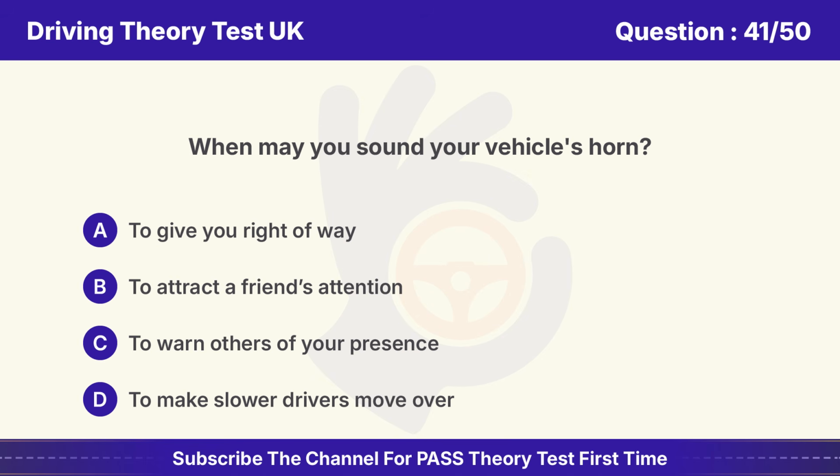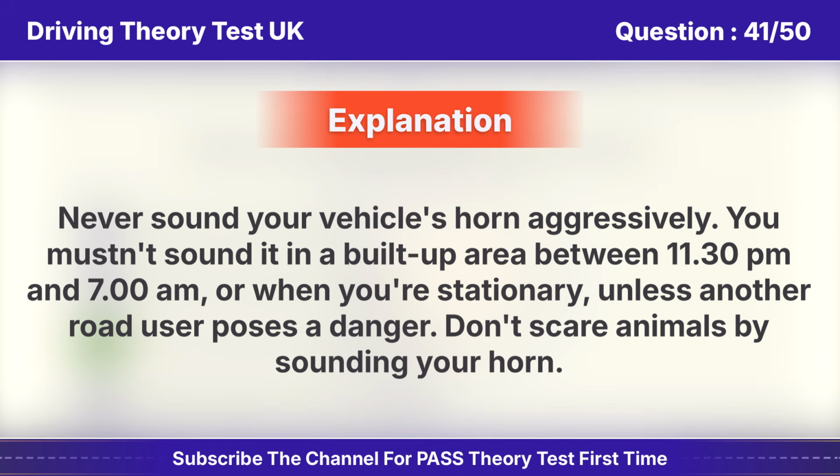Question 41. When may you sound your vehicle's horn? Answer is C. To warn others of your presence. Never sound your vehicle's horn aggressively. You mustn't sound it in a built-up area between 11:30 p.m. and 7 a.m., or when you're stationary, unless another road user poses a danger. Don't scare animals by sounding your horn.